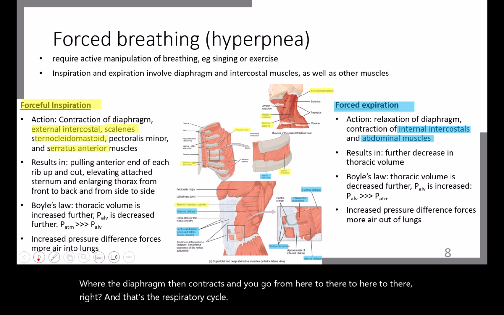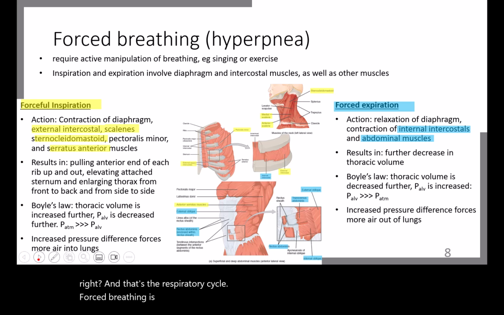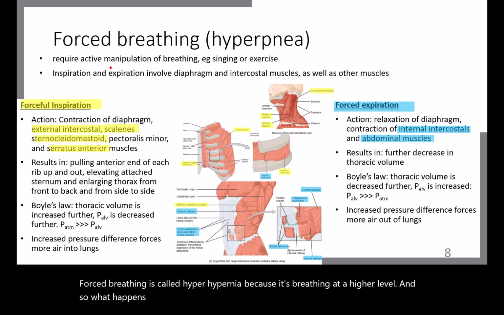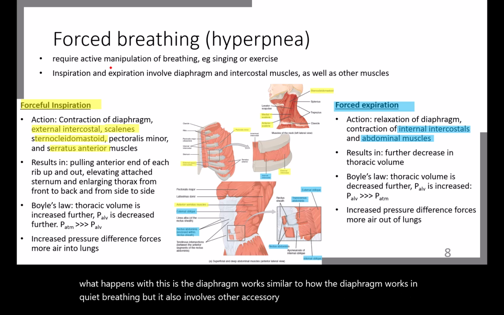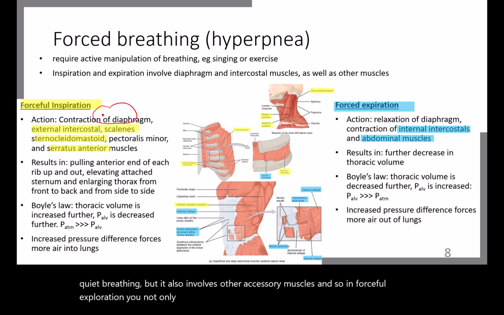Forced breathing is called hyperpnea because it's breathing at a higher level. And so what happens with this is the diaphragm works similar to how the diaphragm works in quiet breathing, but it also involves other accessory muscles. And so in forceful inspiration, you not only have contraction of the diaphragm, but you have contraction of these muscles that are in yellow. You don't have to memorize them.